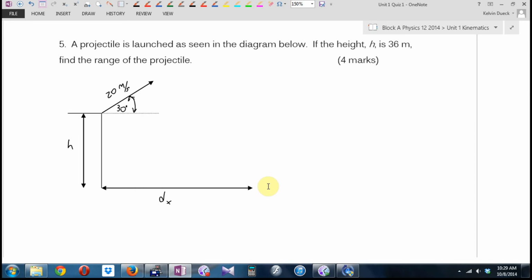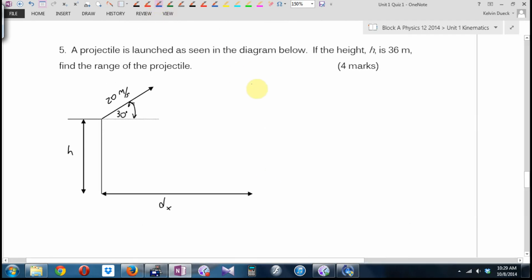Projectile is launched as seen in the diagram below. If the height is 36 meters, find the range. Kyle, what does this question want me to find? But you know what I'm going to spend most of my time finding? Time. I've got my strategy. Is the projectile at an angle? Components. Okay. And hopefully I left you guys a whole page this time.